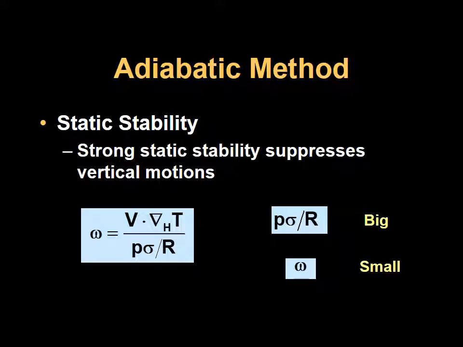Now, what about this P sigma over R? That deals with the static stability. That is always positive. The atmosphere is always statically stable. But if the atmosphere is more stable, then that term is big, and that means your omegas will be smaller because it is in the denominator. I hope that gives you a little bit of insight into what happens in our atmosphere. Warm air advection causes rising motion, and cold air advection causes sinking motion. And that is from the adiabatic method.